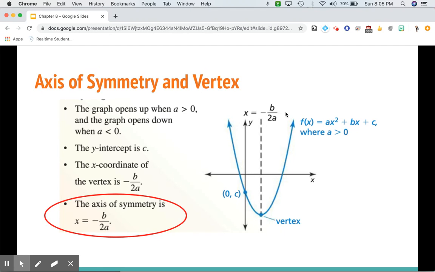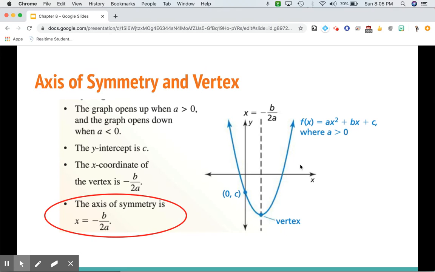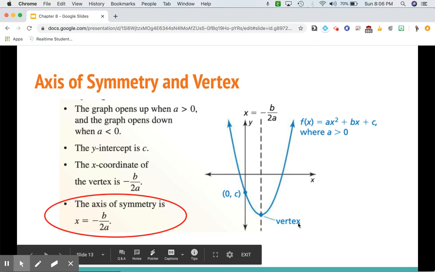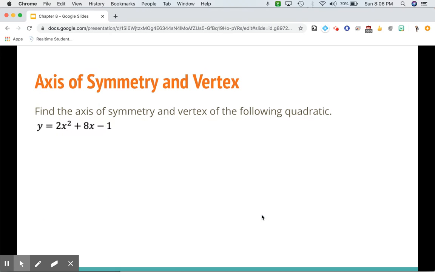So the formula for the axis of symmetry is negative b over 2a. And once you have that x value, what you can do is plug that value into the function to find the y value. And then you have your vertex, because the axis of symmetry always goes through the vertex. So the x coordinate of your vertex is that negative b over 2a value. So let's look at an example of what I'm saying.